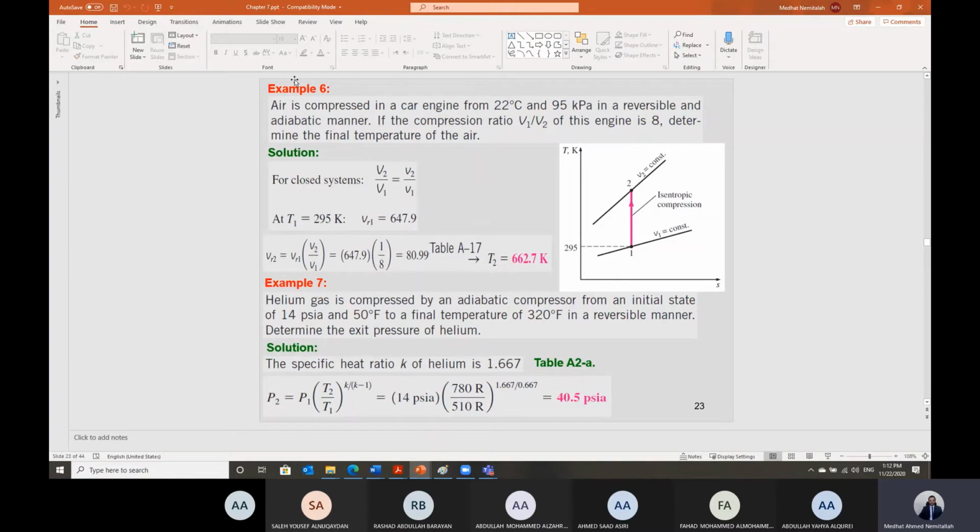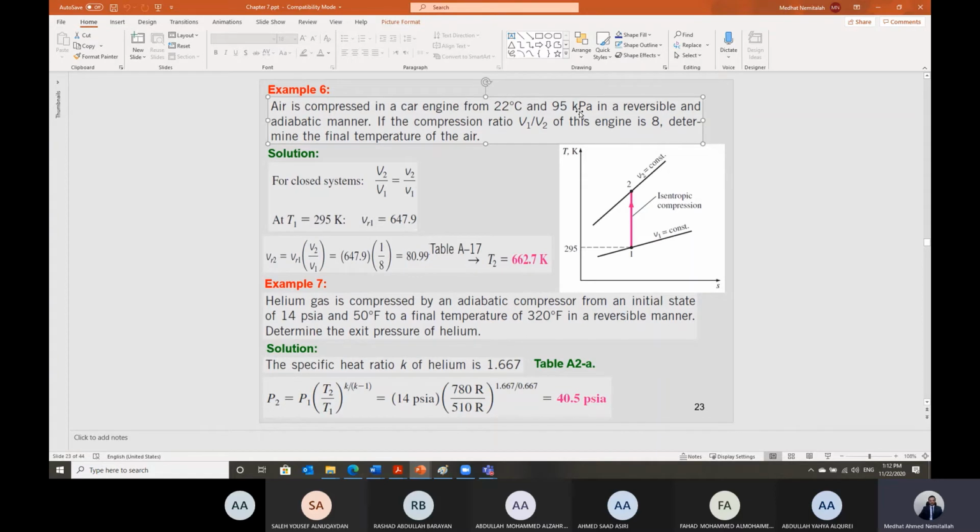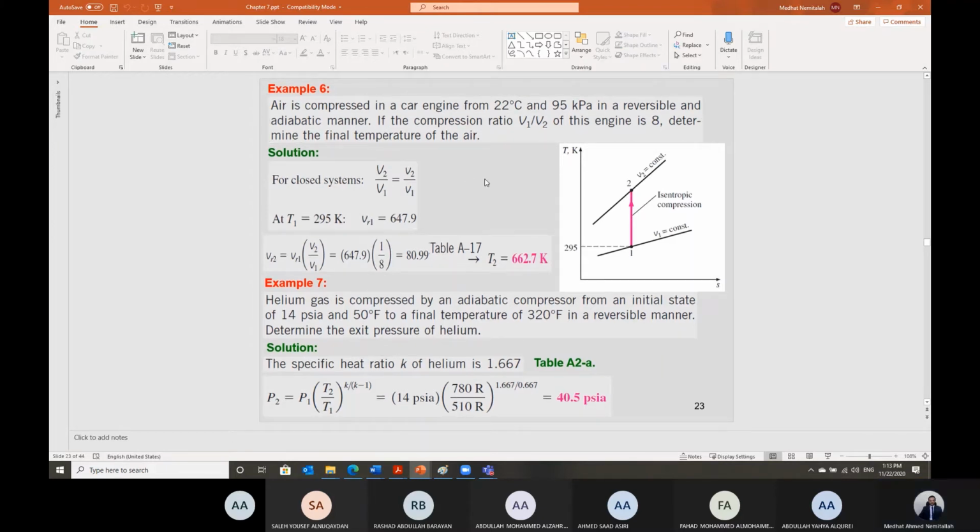Here he said we have air compressed in an engine, like the internal combustion engine in a car. Air is compressed from 22 degrees C and 95 kilopascal, which is atmospheric condition, in a reversible and adiabatic manner. What does it mean, reversible adiabatic? Change in entropy is 0. Yes, isentropic, reversible and adiabatic. This is the definition of the isentropic process. So isentropic means delta S is 0.